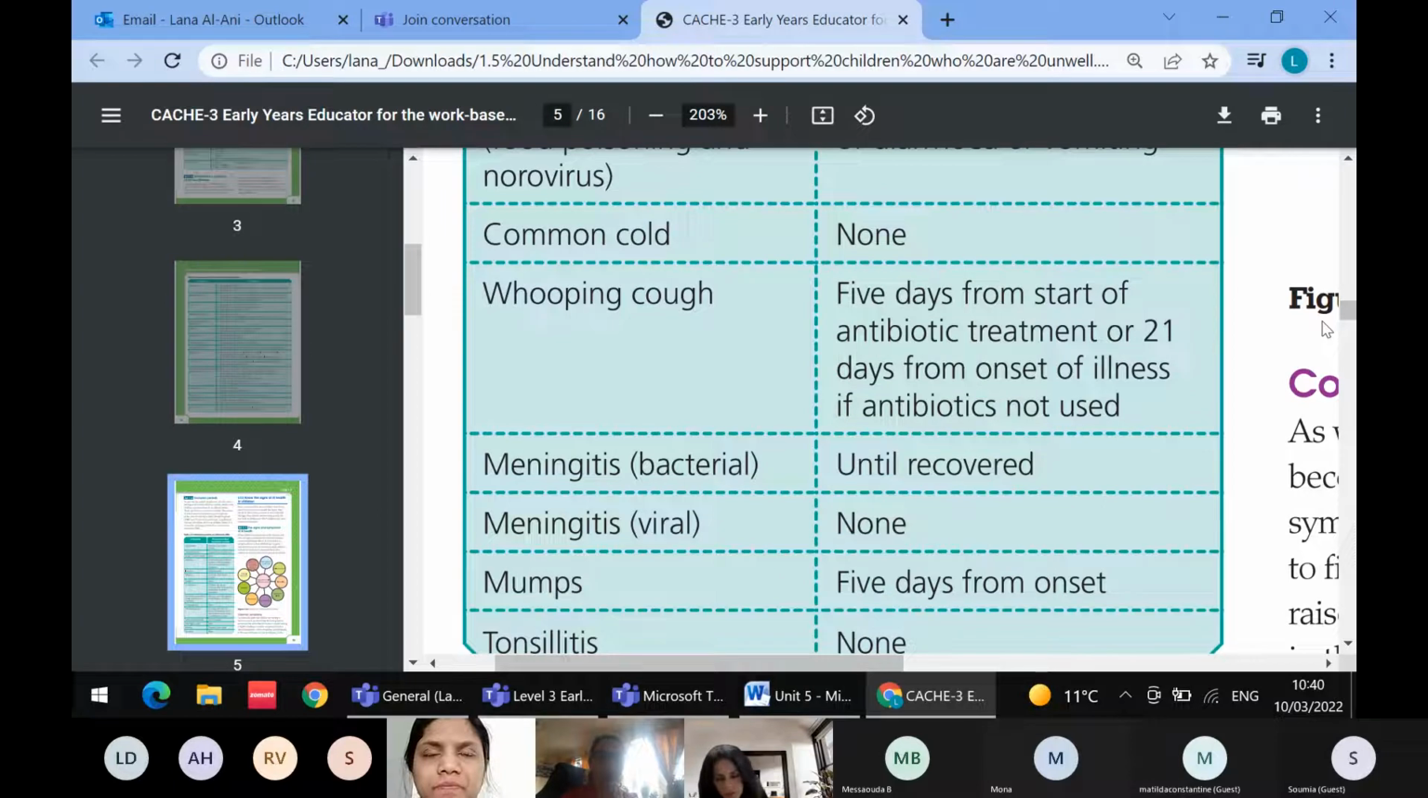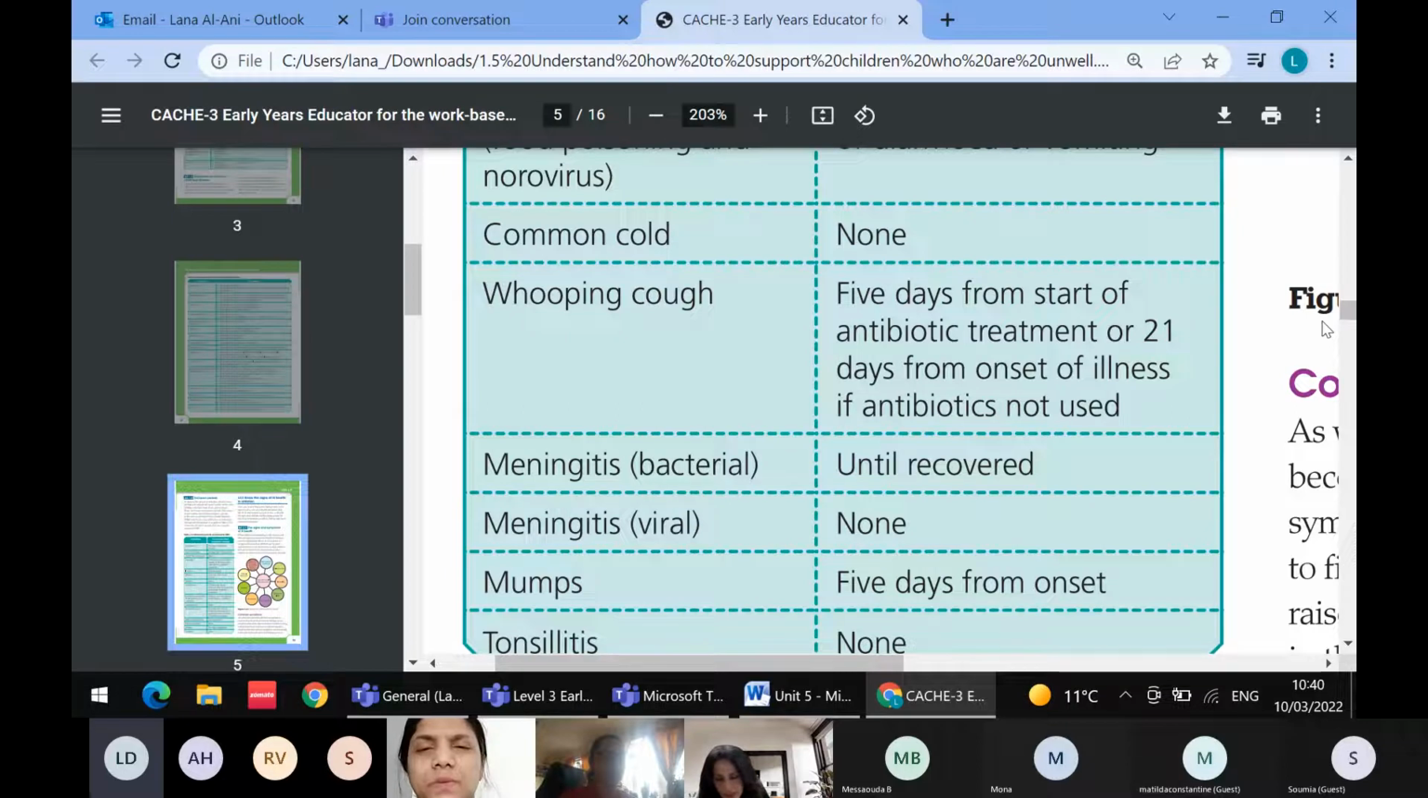How about whooping cough? 5 days from start of antibiotic treatment. Very good. Okay, 21 days. If we don't use antibiotics with them, some parents don't prefer to use antibiotics for some reason. Maybe the child can't take it, or the parents do not believe in antibiotics, so then they have to wait for 21 days.